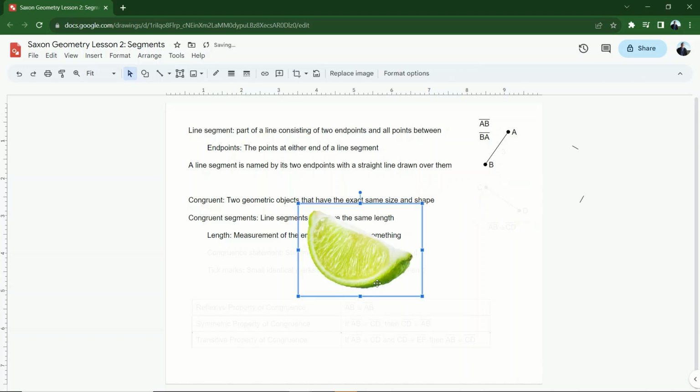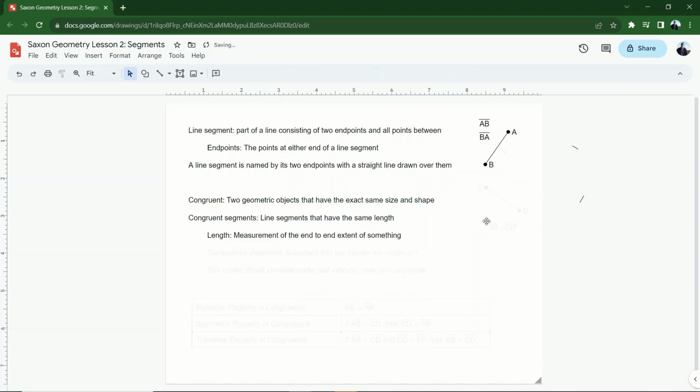Now, let's take a look at another line segment here. Line segment. Okay, there we go. So, CD is another line segment. I would call it segment CD.